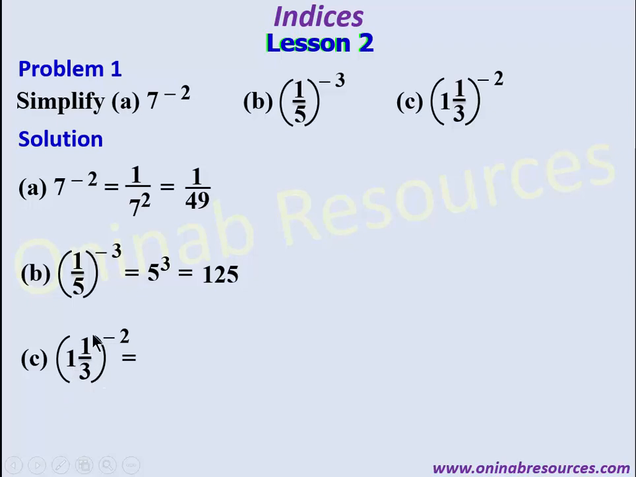Then lastly, we go to problem 1c. 1 whole number 1 over 3 to the power of negative 2. We need to change this to improper fraction. Changing it to improper fraction, we have 4 over 3, then to the power of negative 2. So we now go ahead to remove the negative from the index. To remove the negative, we find the reciprocal of 4 over 3, which is 3 over 4, then to the power of 2, which means it is 3 squared over 4 squared, and that will give us 9 over 16. And that is all for problem 1.